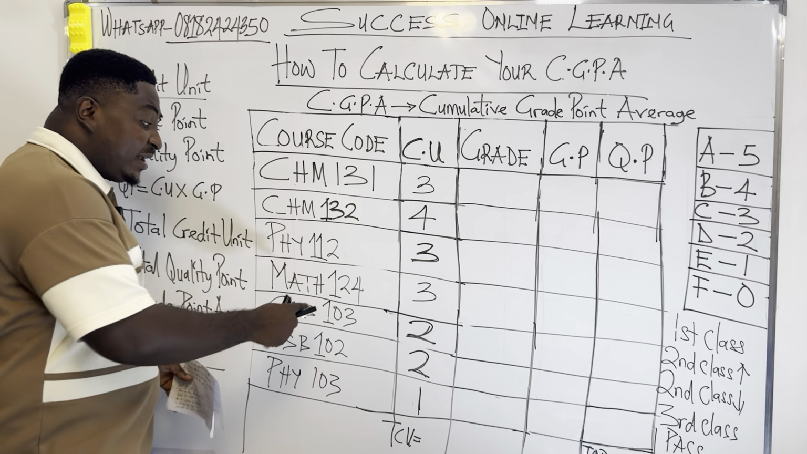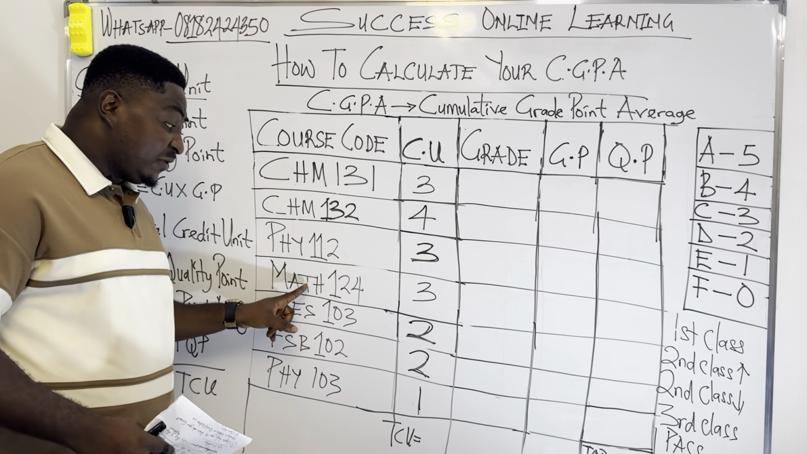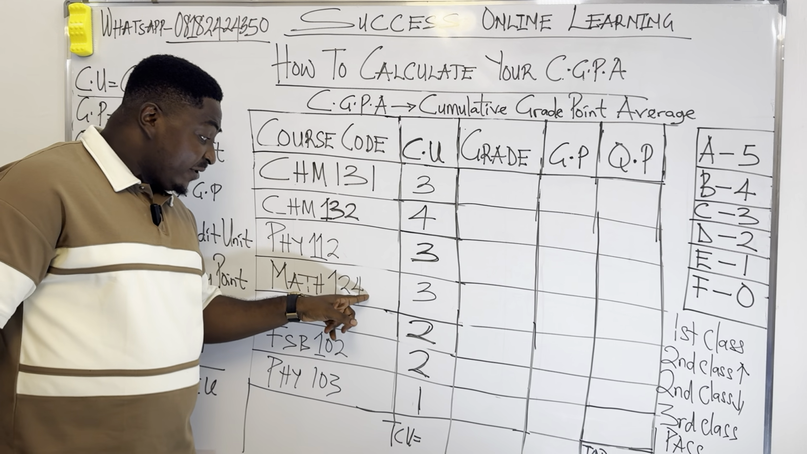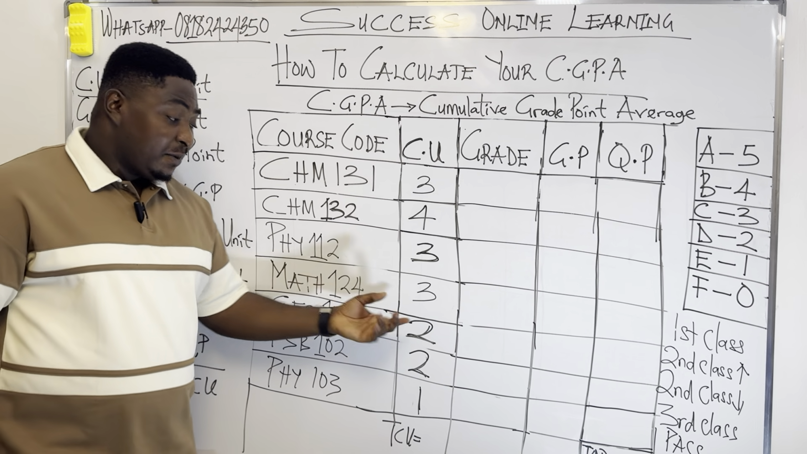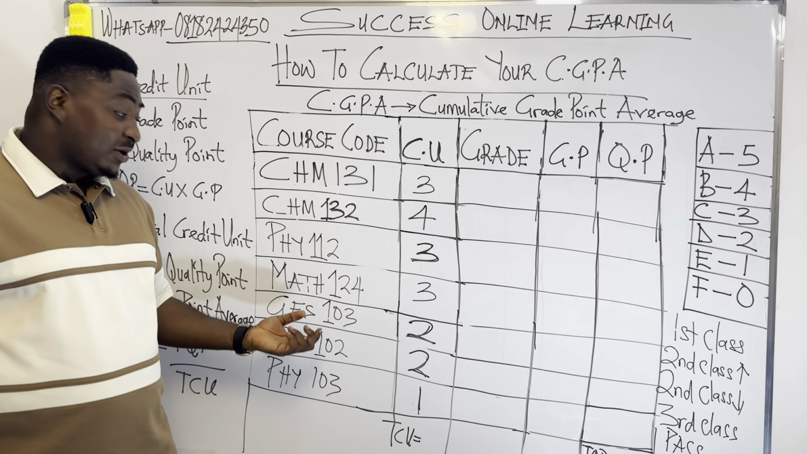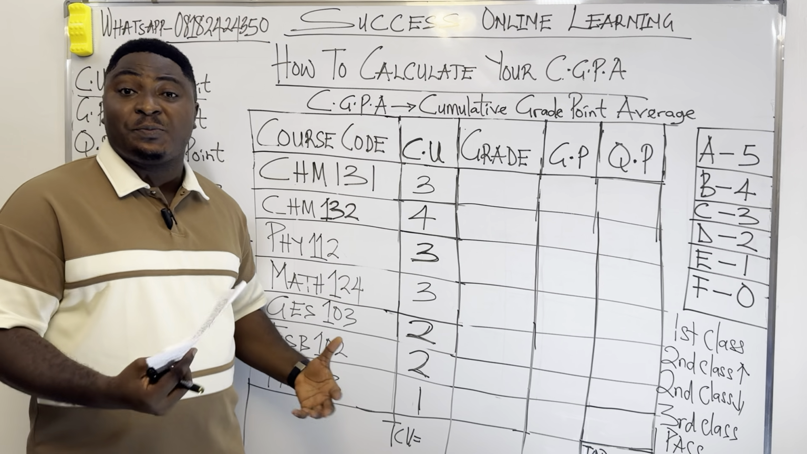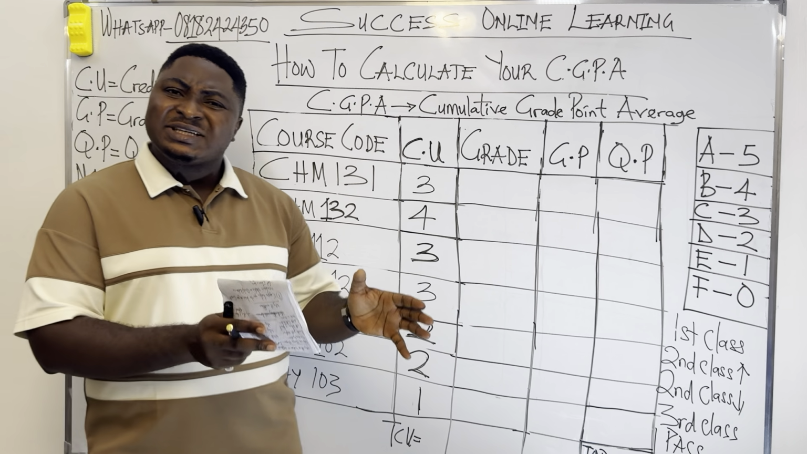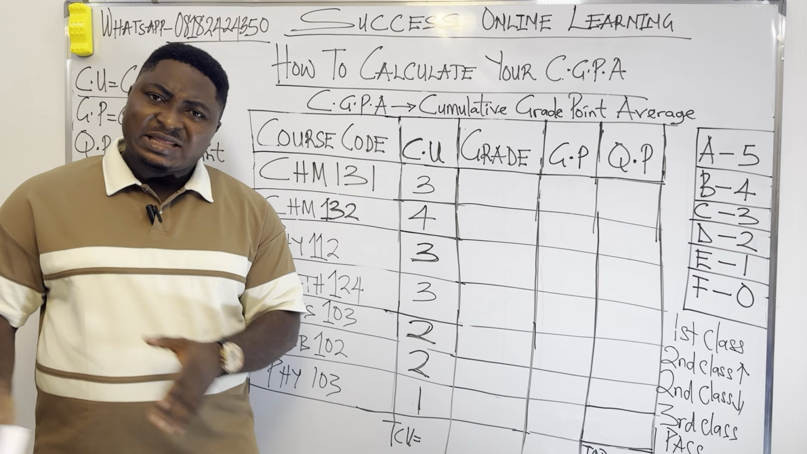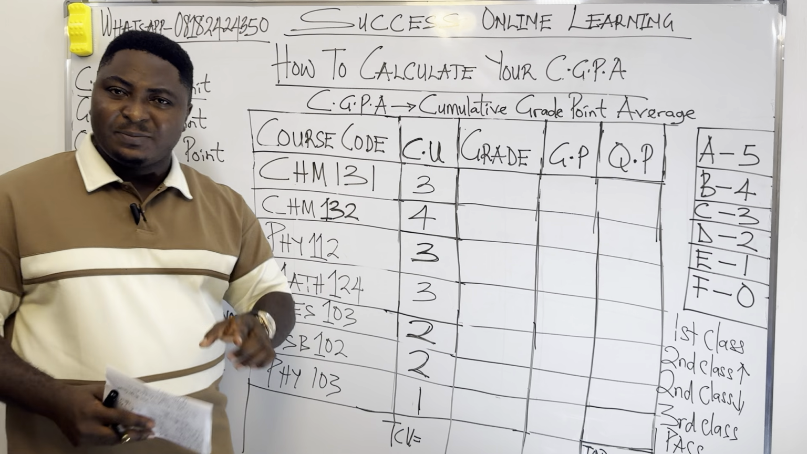Now, this time around, the credit unit for this course for my friend is 4. But for me, it's just 2. Why? Because in my own department, mathematics is not so important. So do you see that credit unit can vary depending on your department? Now, how do you know the credit unit for your own department?